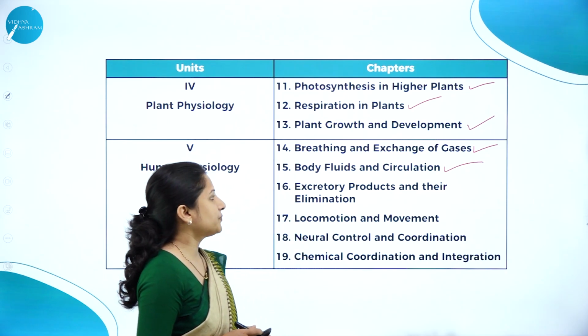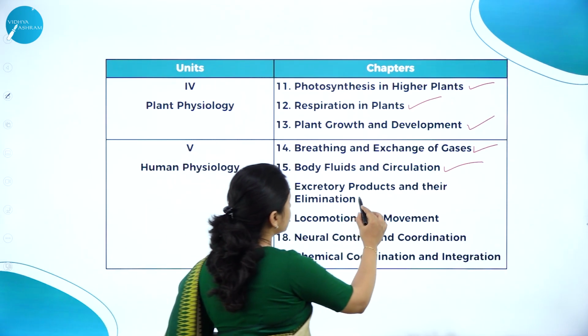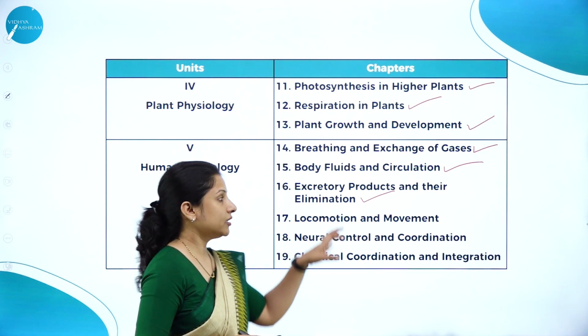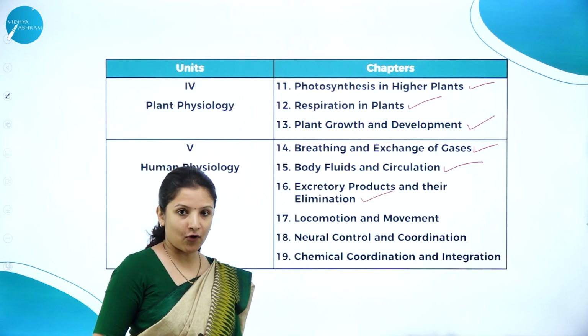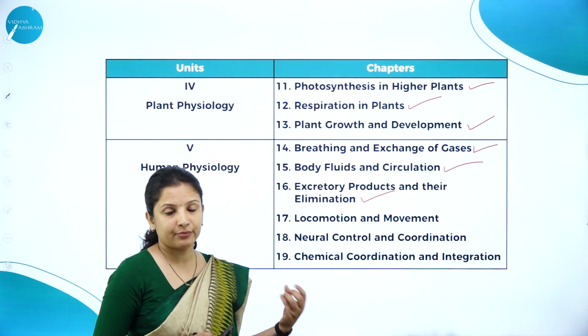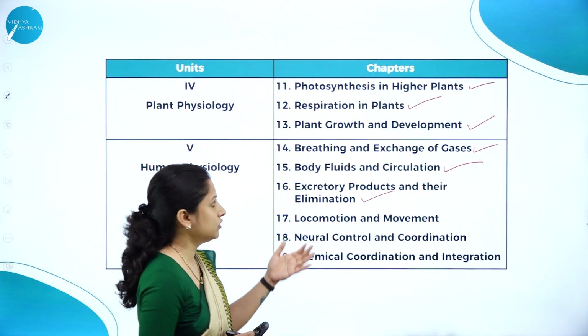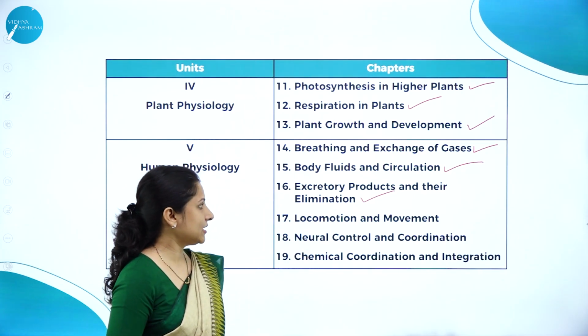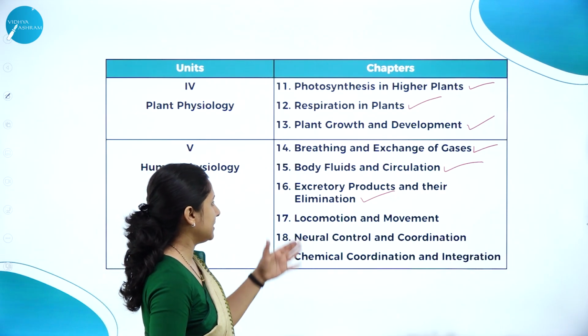Next is excretory products and their elimination, wherein you'll study about the kidney here in this particular, and how urine is formed, all that. That is nephrons, about the basic units of kidney, that is nephrons. All that you'll study under chapter 16, that is excretory products and their elimination.